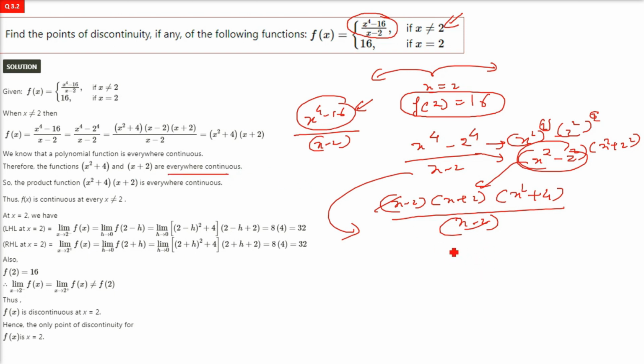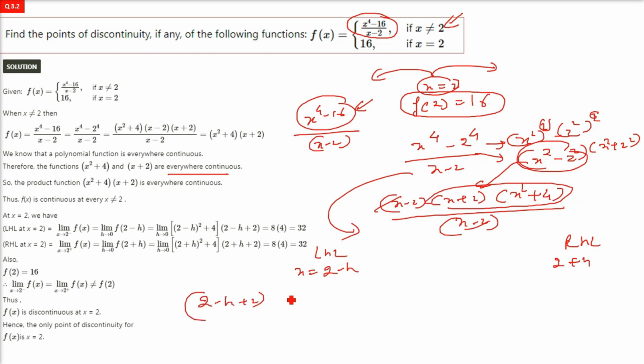So this is also a polynomial, and the multiplication of two polynomials will always be a continuous function, as we have discussed in theory. So let us take the LHL and RHL. Because the point of checking is x equals 2, for the LHL we have to use x equals 2 minus h. On the right hand side we will use x equals 2 plus h. Okay, so let us put this value in (x plus 2)(x square plus 4).